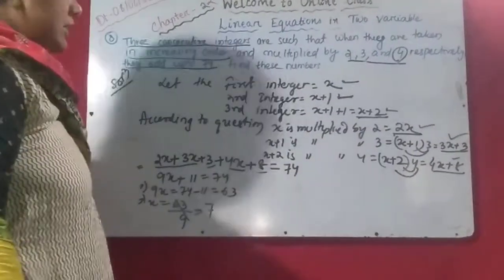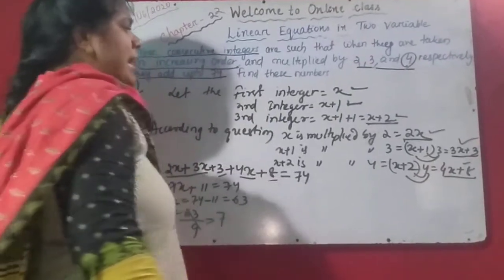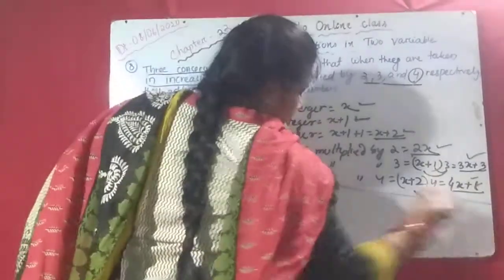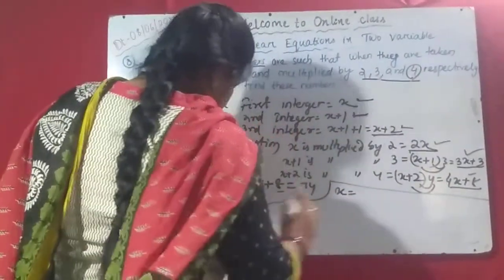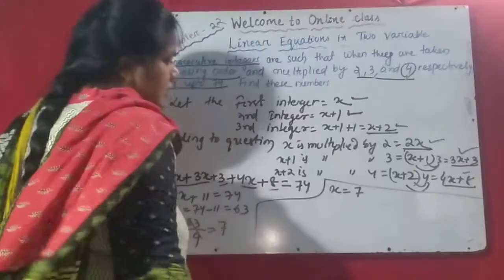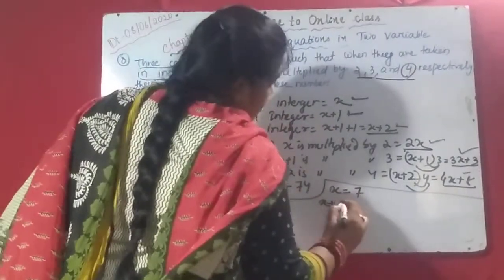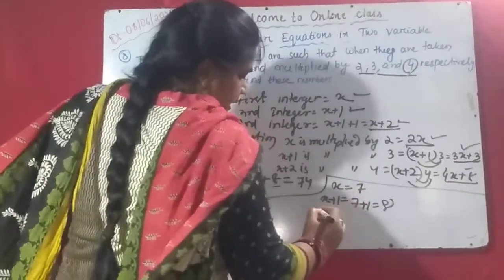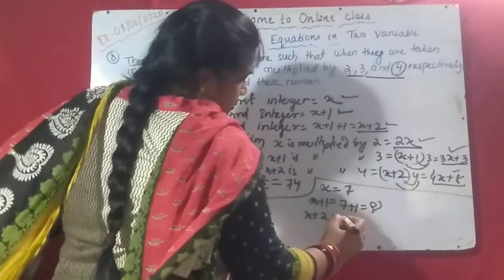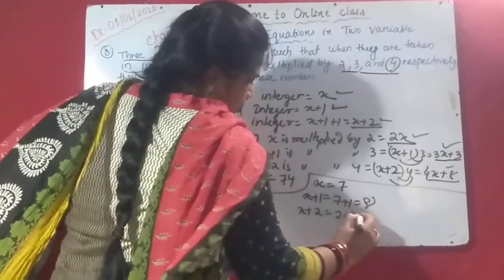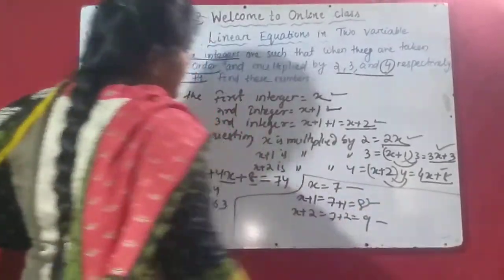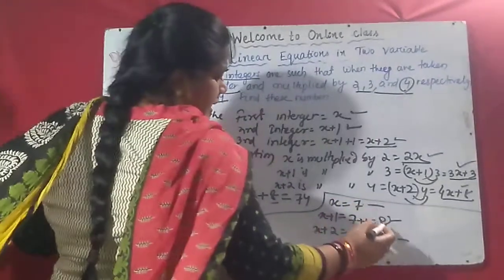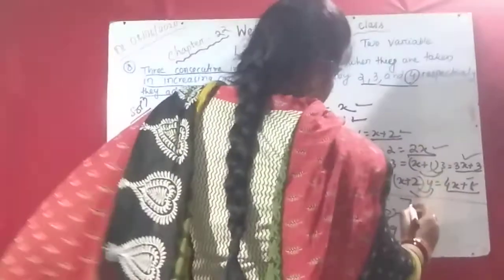So you got x. Now, to the question, find the numbers. First, you get x equals 7, the first integer. The second integer is x plus 1, 7 plus 1 equals 8. The third integer is x plus 2, 7 plus 2, that is 9. So the 3 consecutive integers in increasing order are 7, 8, 9. That is your answer.